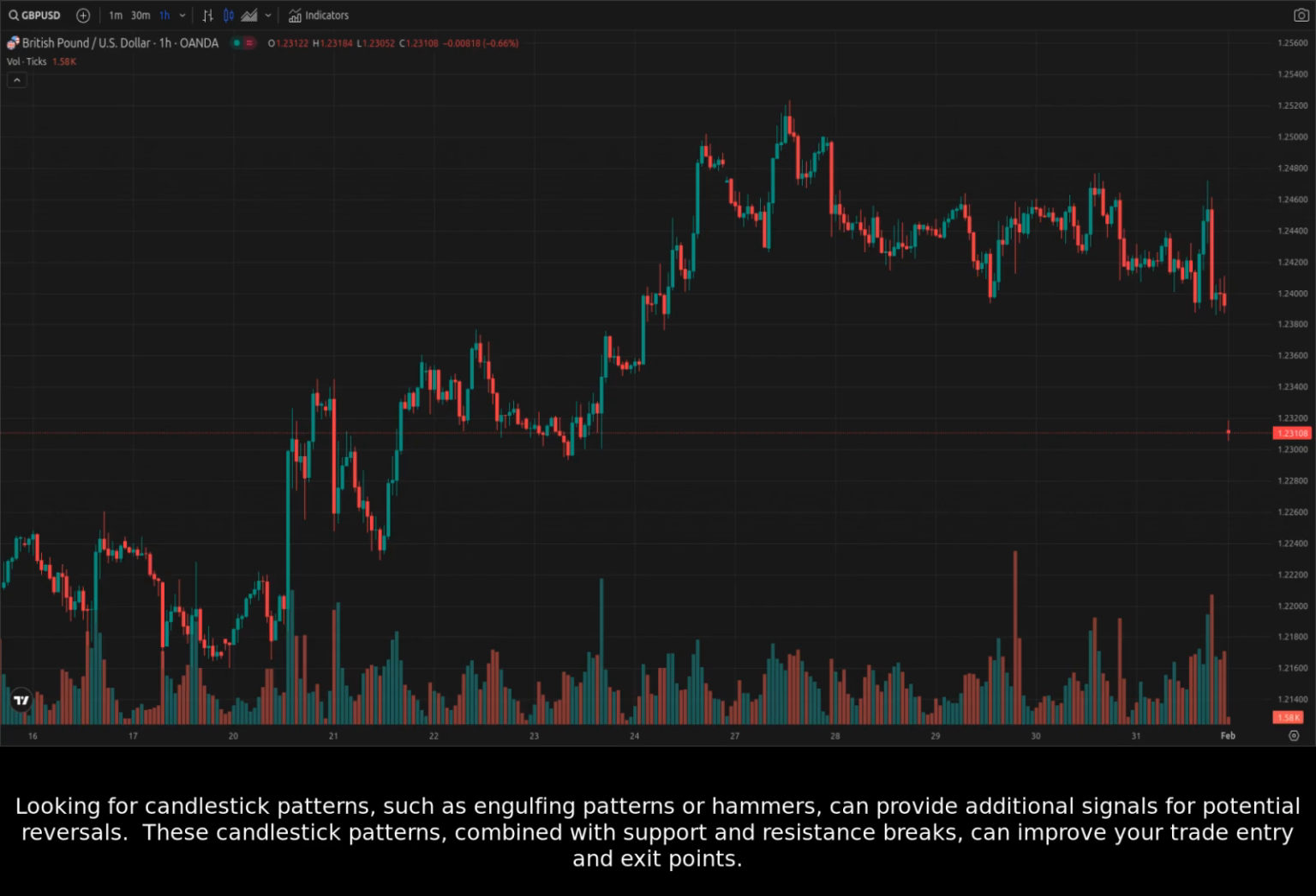Looking for candlestick patterns, such as engulfing patterns or hammers, can provide additional signals for potential reversals. These candlestick patterns, combined with support and resistance breaks, can improve your trade entry and exit points.